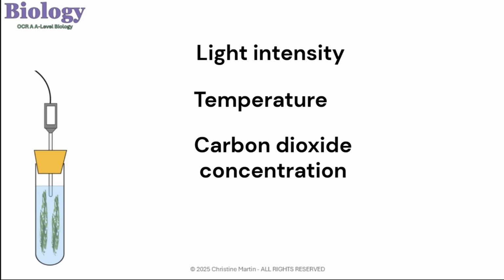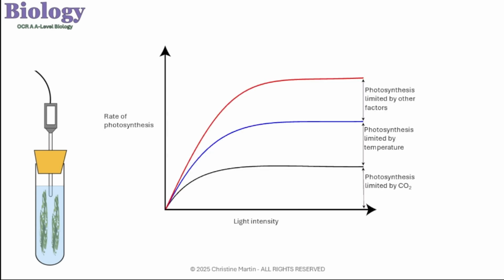If any one of these factors is in short supply, it will limit the rate of photosynthesis, and this is known as a limiting factor. Now, we can carry out investigations to look at these limiting factors on the rate of photosynthesis. One way in which we can do that is by limiting the light intensity. Light is needed as an energy source in the light-dependent stage.